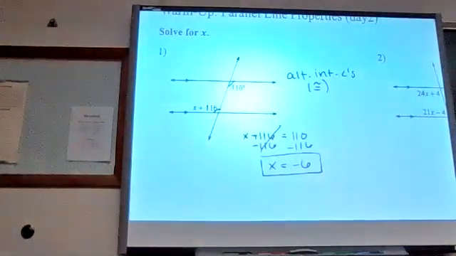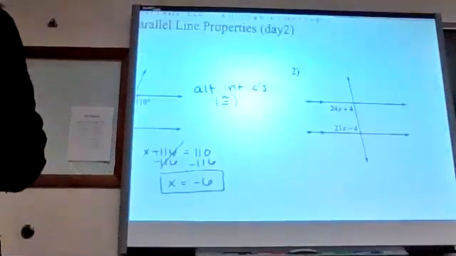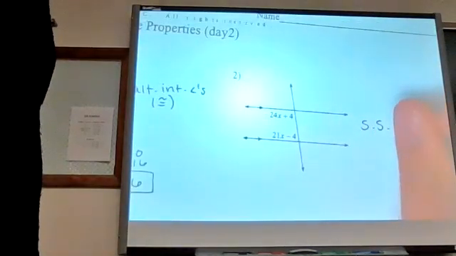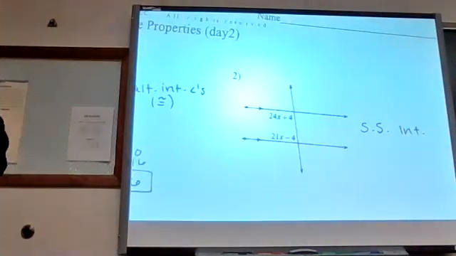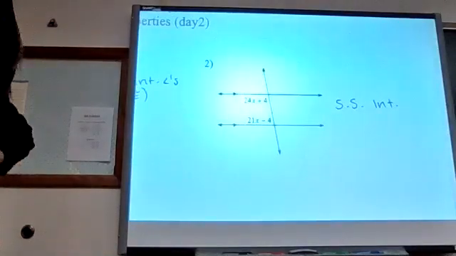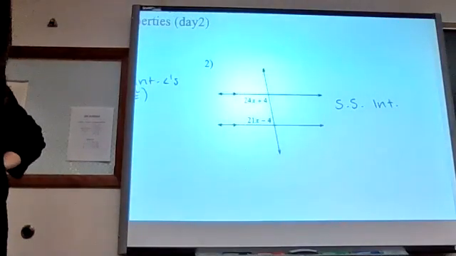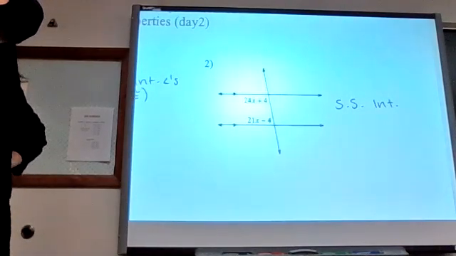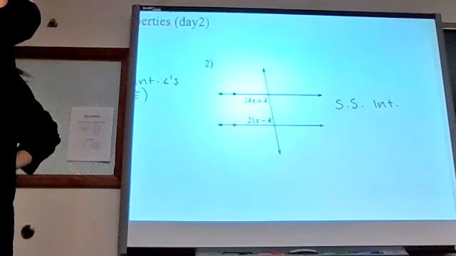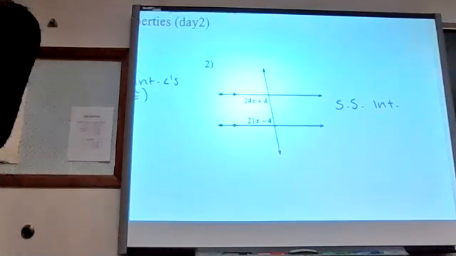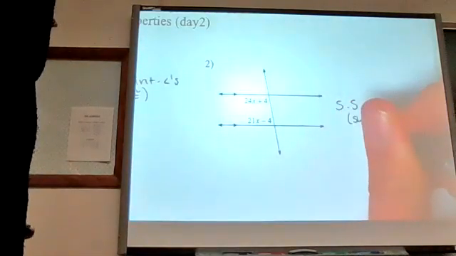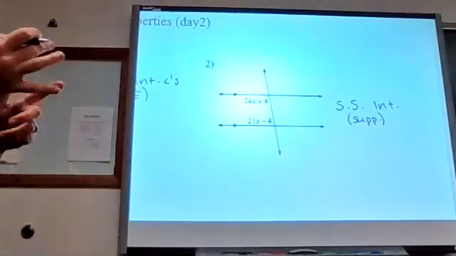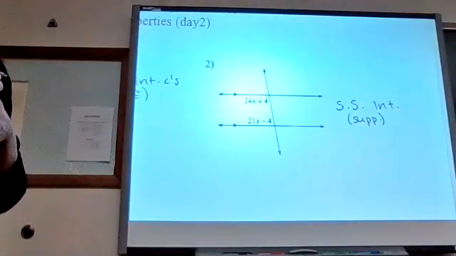What type of angle relationship do I have on the second example? These are same side interior. One hint that I've used in past years is that same side starts with an S, supplementary starts with an S, which helps you link them together. So same side are supplementary. That's one way to help you remember what their relationship is.